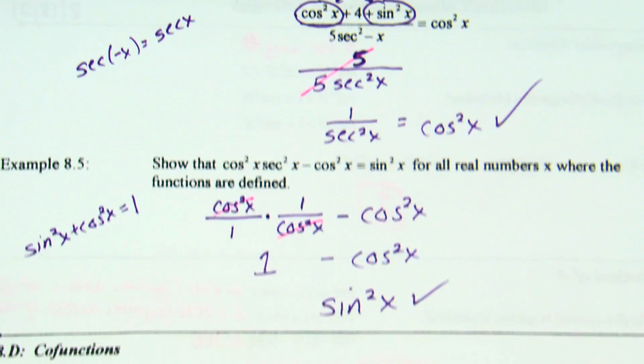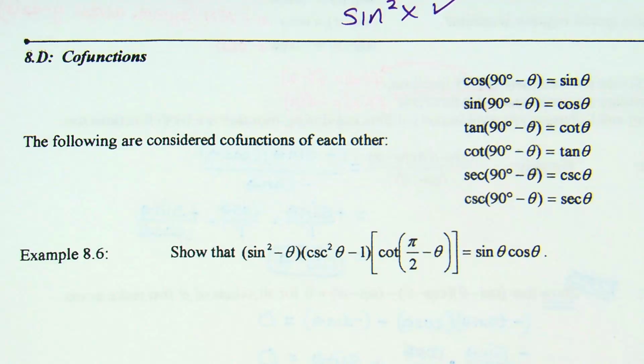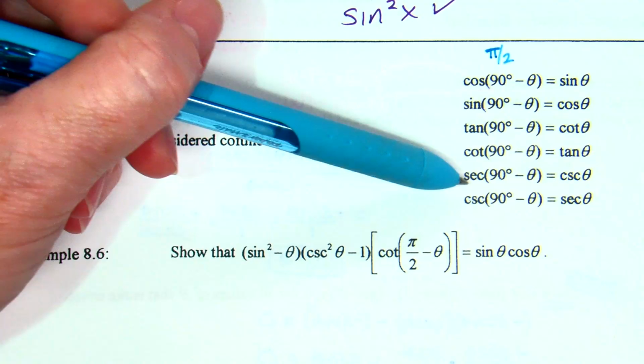We also had some cofunction identities. The following are considered cofunctions of each other. And it really just has to do with their phase off of each other. They are 90 degrees off of each other, or in other words, pi over 2. They are a pi over 2 phase shift off of each other. So basically, cosine and sine, they're cofunctions, right? They're the same graph, just shifted over. Tangent and cotangent, secant and cosecant. It's always pi over 2 minus theta, or 90 degrees minus theta.